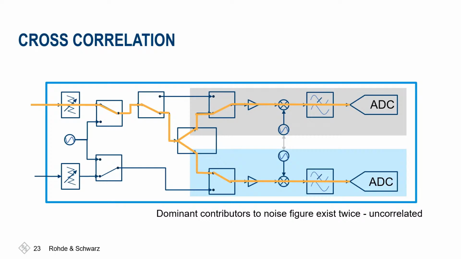And the nice thing about the FSWX's block diagram here is that all the relevant components that may add noise exist in both paths. So if you have a detailed look at the block diagram, it's only a couple of switches and maybe an attenuator left to the splitter that we cannot correlate out, but all the relevant components like amplifiers, mixers, and so on, they exist in both paths after the splitter. And therefore, their contribution can be correlated out.